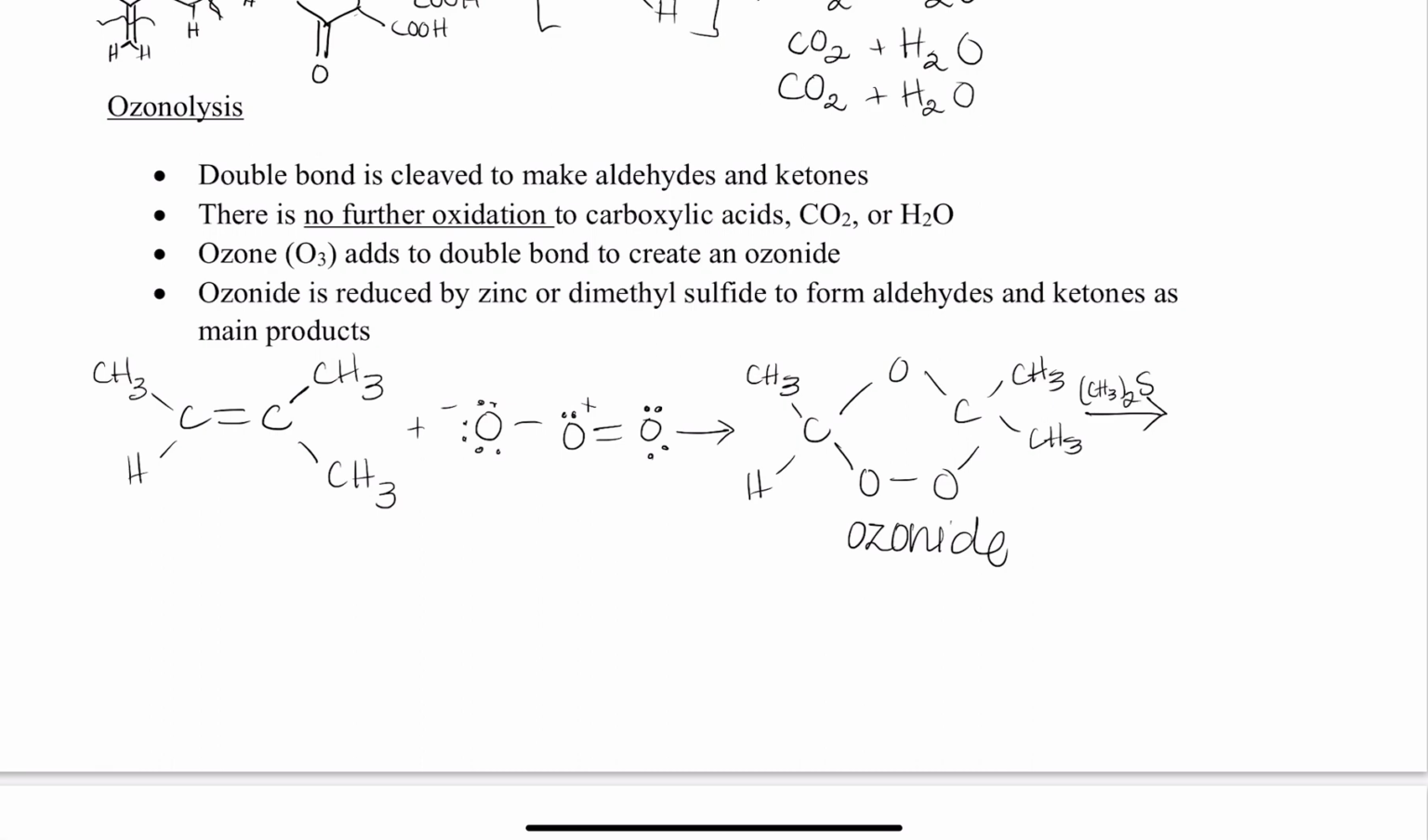And so then what it would do, essentially, is still just cleave our double bond in half. I was just showing you what the ozonide looks like, though you really won't be required to draw the structure. Just know that with ozonolysis we create an ozonide.